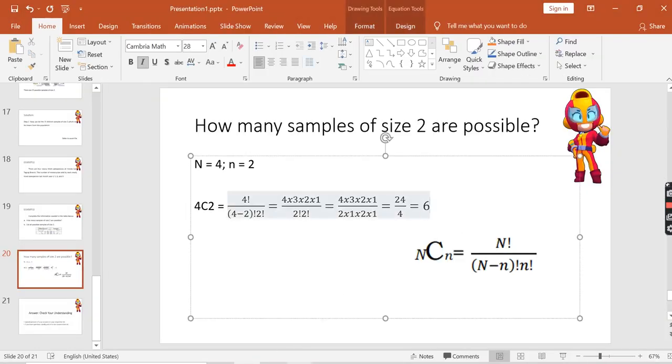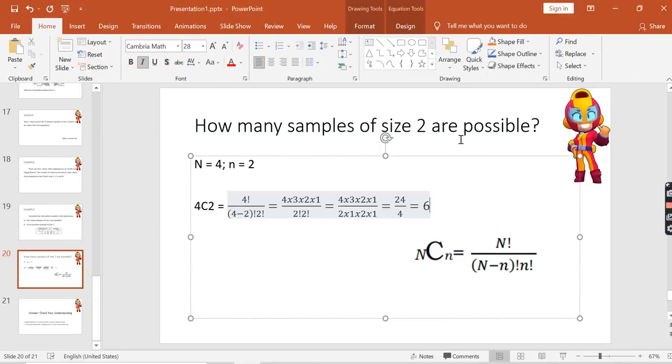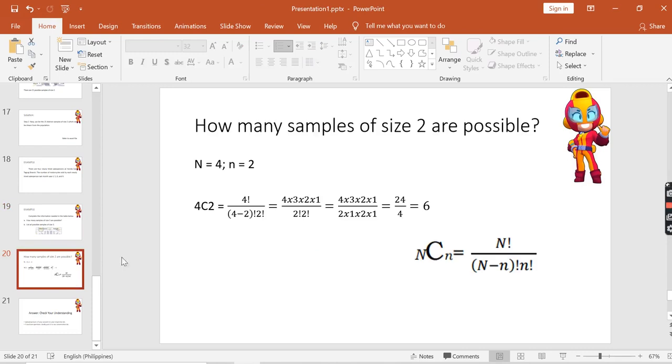Again, there must be 6 possible combinations. 1, 2, 3, 4, 5, 6. Okay. So we already have 6. So meaning, these are the samples that we can produce when we want a sample size of 2. Now, of course, we can also do a sample size of 3. Say we change this into, let's say, 3. Oh, by the way, we already did the question B, the task for letter B: list down all possible samples of size 2. Okay? So let's say we did that.